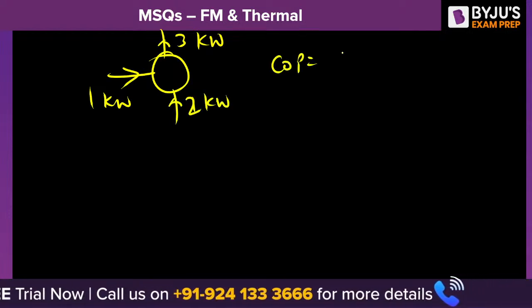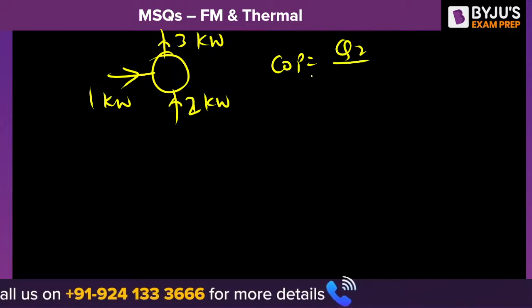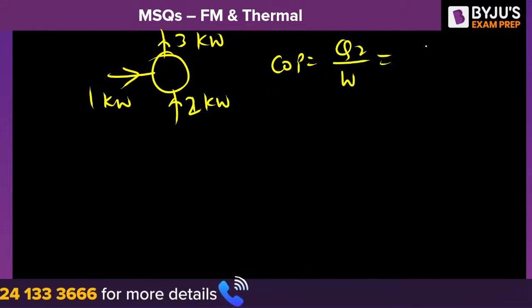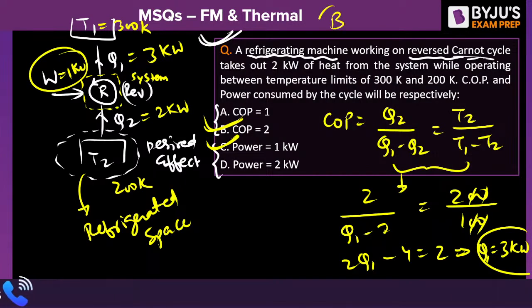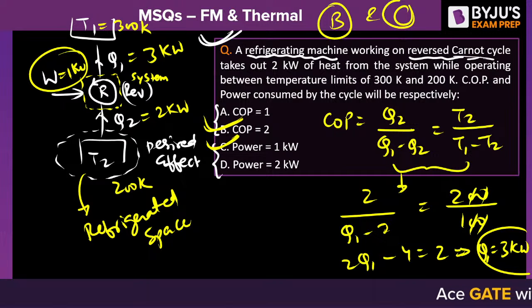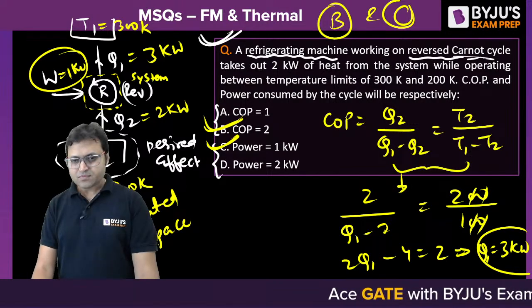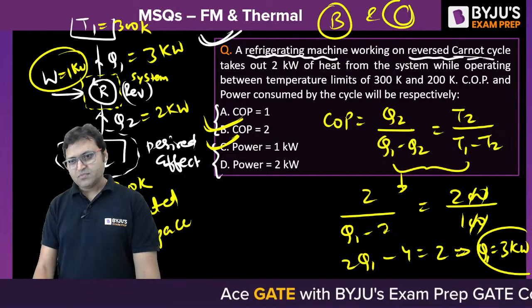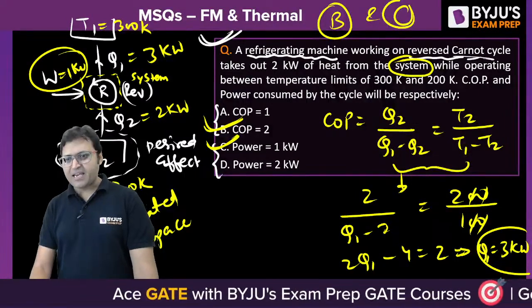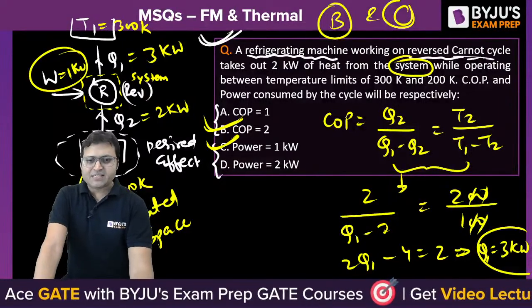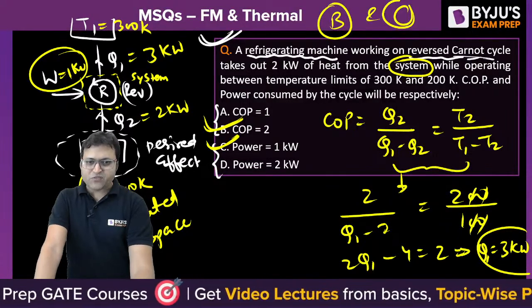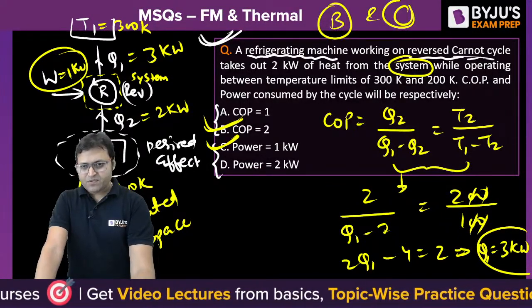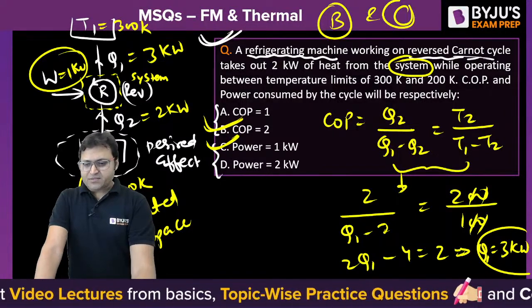Then COP will be equal to Q2 upon W. So 2 by 1, that is 2. COP will be 2. B and C will be the answer. For this, B and C will be the correct answer, isn't it? From the system, it is not stated properly what the system is. System means the refrigerated space. The system is the space which we use for keeping our stuff at the lower temperature.